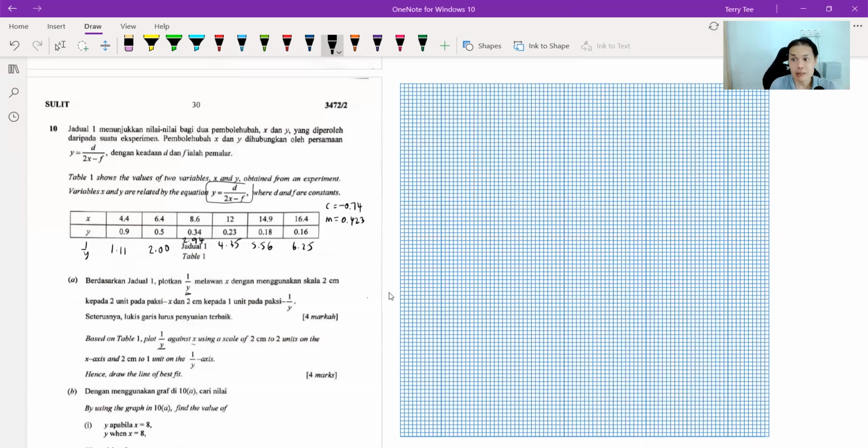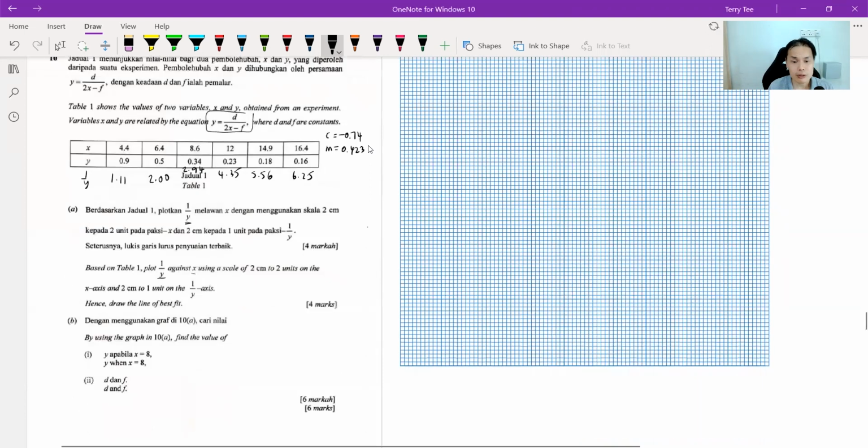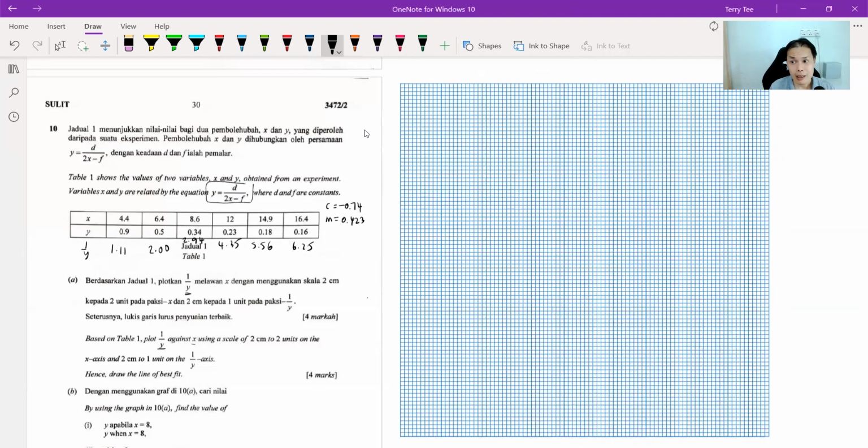My gradient should be 0.423, or we can write 0.42. So you know your answer should be around there. If your gradient is close to 0.42 or 0.43, it is fine. It's very useful to do this first, because sometimes when you plot the graph, you unknowingly don't know whether the answer is correct or wrong.